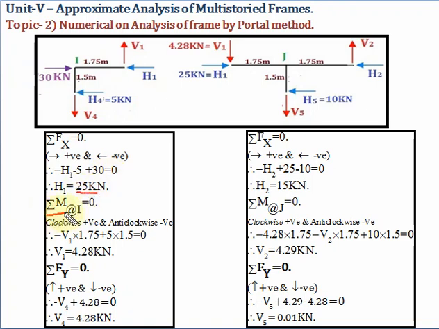Now the second equilibrium equation, taking moment at I equal to 0. So V1 into 1.75.